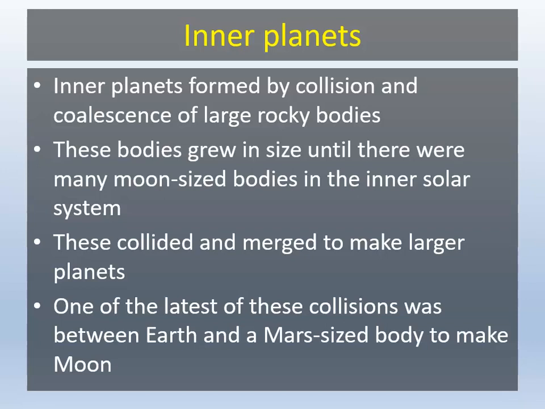And there was a continuation of merging and making larger planets that occurred for probably about 100 million years. And one of the latest of those collisions was actually between Earth and a Mars-sized body that is often called Theia, that resulted in the creation of our moon by scraping off Earth's outer crust.